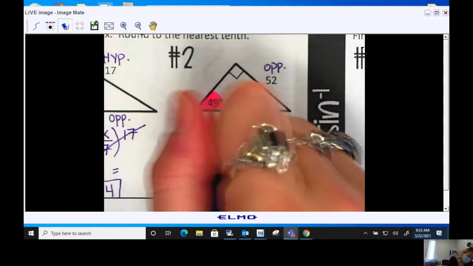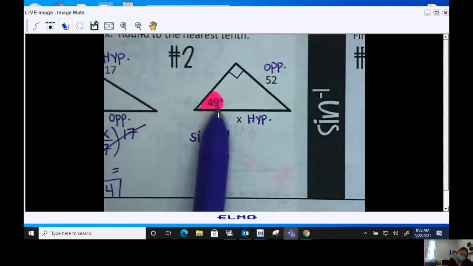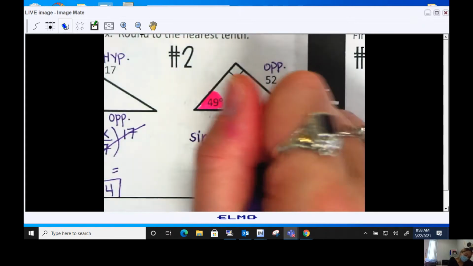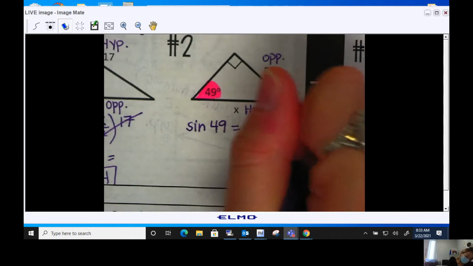I'm going to take the sine of 49, which is the angle that I'm given, and it's opposite over hypotenuse. What over what? 52 over x. Good. So this time it's been flip-flopped.